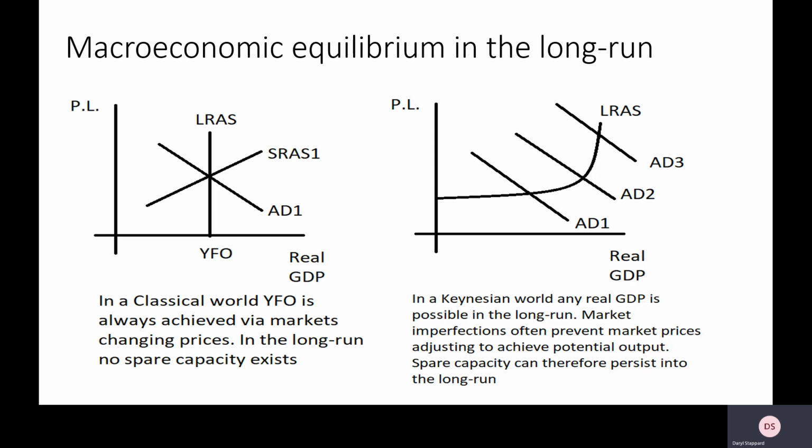Now, in the left-hand diagram, you've got a classical world, and the assumption would be that the economy in the long run will always clear on the LRAS curve. So in other words, we will always get to the YFE. That means potential output will always be achieved in the long run in a classical world. So national income will be at YFE. Now, in a Keynesian world, this isn't guaranteed. YFE is possible, which is the extreme vertical part of the Keynesian LRAS, but due to sticky wages and prices, long-run output could be stuck below the YFE. So any national income is possible in the long run in a Keynesian world.